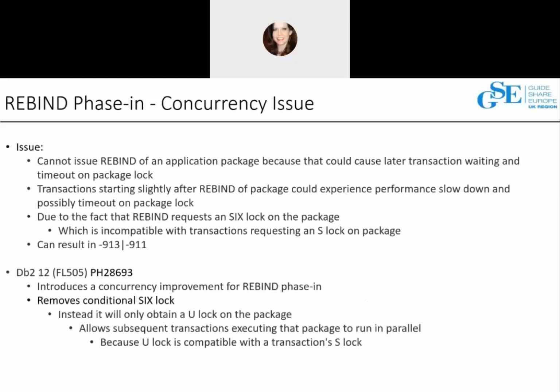Issues with the rebind. There was an issue early on that the rebind was requesting a conditional share intent exclusive lock on the package, which is incompatible with transactions that need an S lock on that particular package. So in 505, in this particular APAR, that restriction has been removed. It removes the conditional share intent exclusive lock, giving us better concurrency with these phased-in rebinds.